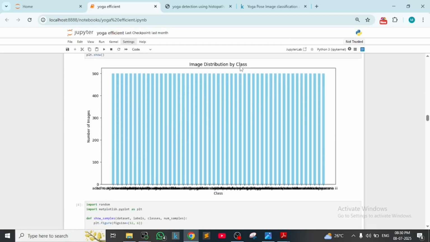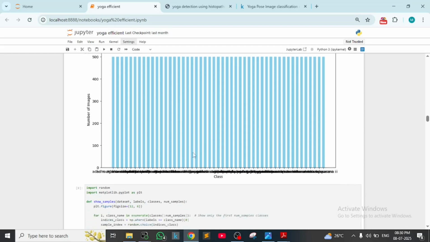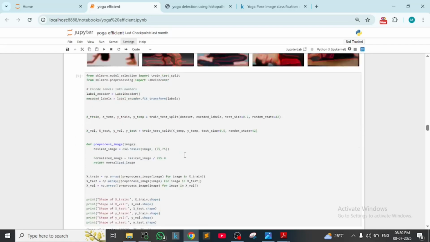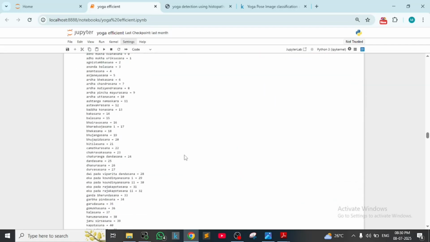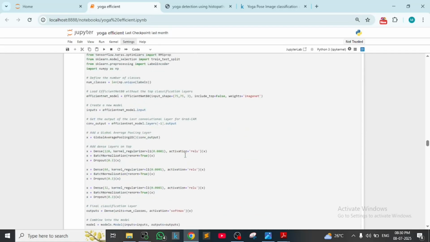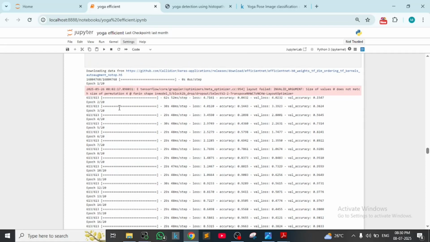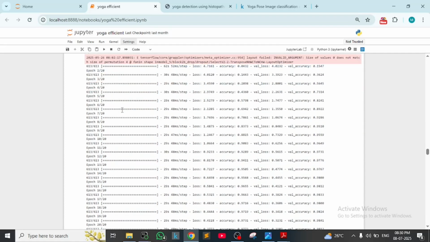Next, we got the image distribution by class, and these are the subclasses of yoga poses: Adho Mukha Svanasana, Adho Mukha Vrksasana, Agnistambhasana, Ananda Balasana, Anantasana. Then we built an efficient model.